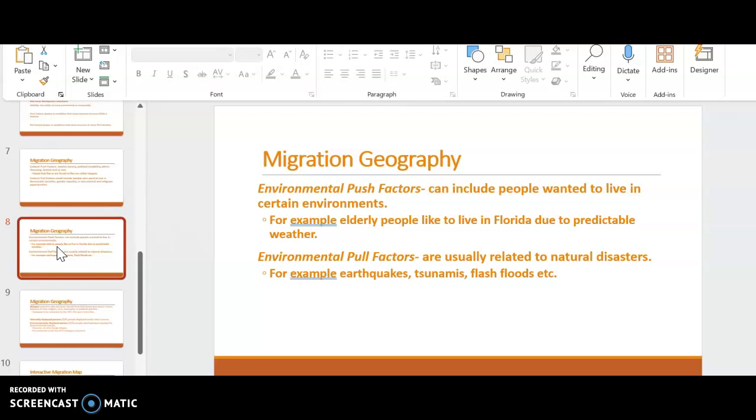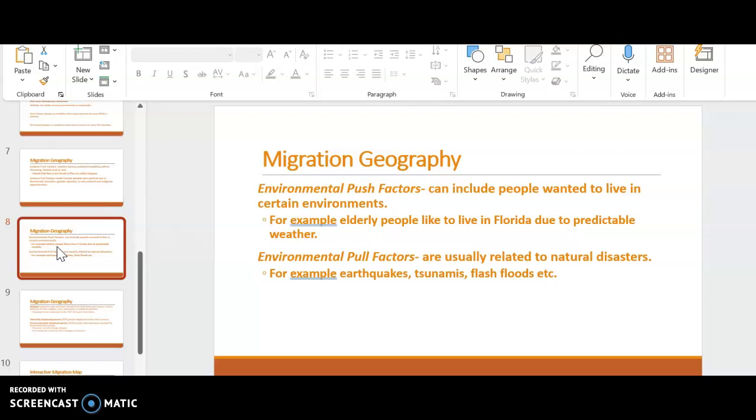Environmental push factors, and one of the big ones that we need to now address is climate change. So environmental push factors could be climate change. And unfortunately, under the 1951 Refugee Act, climate change refugees are not covered as to be considered a refugee. So this is going to be a big issue, so that if you flee your home because of climate change, you can't be given refugee status.